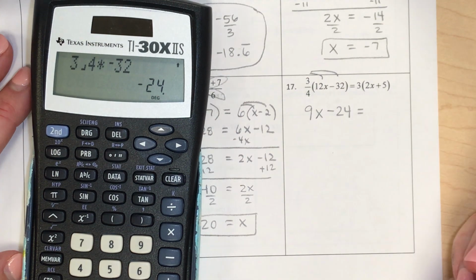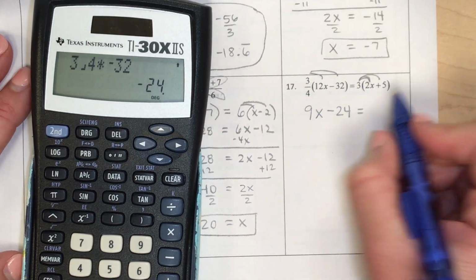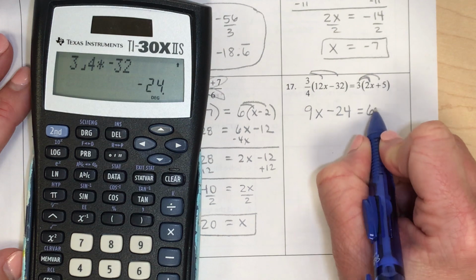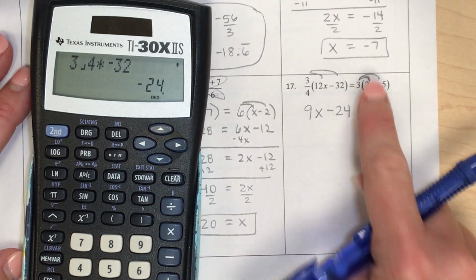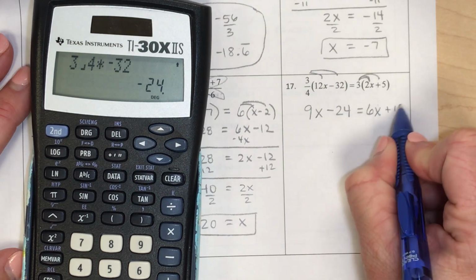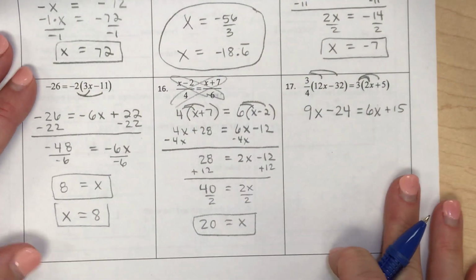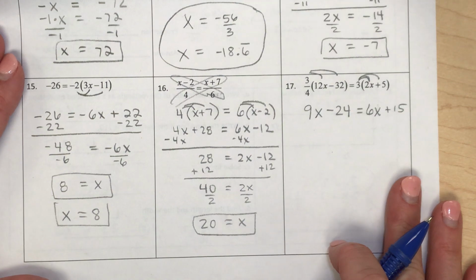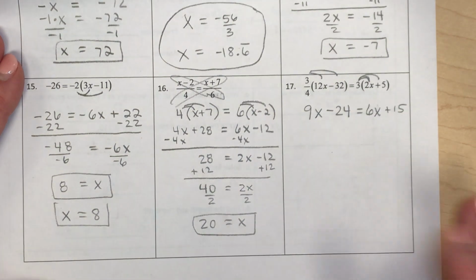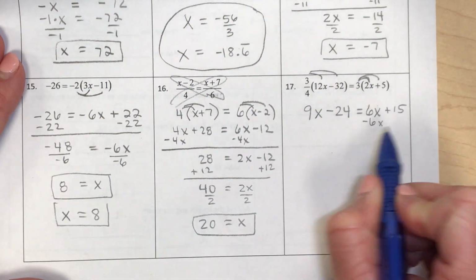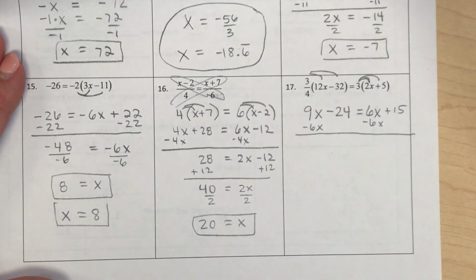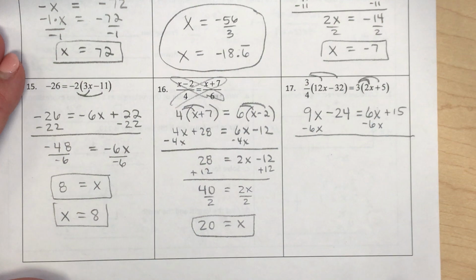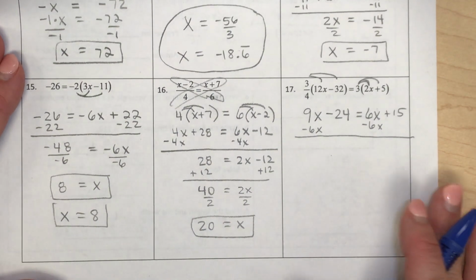Okay, now we're going to distribute on the other side. I don't need my calculator for this, though, so I'm just going to multiply with my head. 3 times 2 is 6 for the x term, and 3 times 5 is 15. Okay, now letters and numbers on both sides. Move your letters to one side and the numbers to the opposite side of the equal sign. I'm going to start by moving 6x. So pick any one of those 4 terms and move them. You'll be on your way. It doesn't matter which one you move as long as letters go on one side and numbers go on the opposite side of the equal sign.